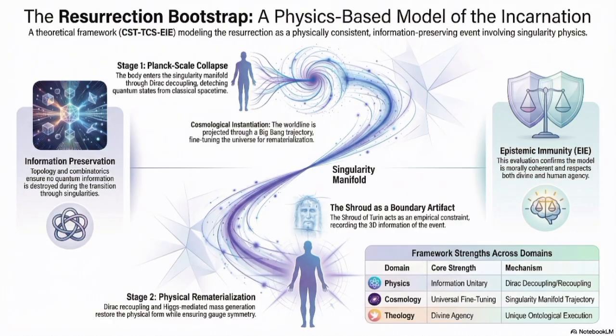The Higgs field, which is the fundamental field that gives particles mass in our universe, restores the physical weight and solidity of the body. But how does the universe not reject it? If you just drop a fully formed human back into reality, shouldn't that violate conservation of energy? That's where a concept called gauge symmetry comes in.